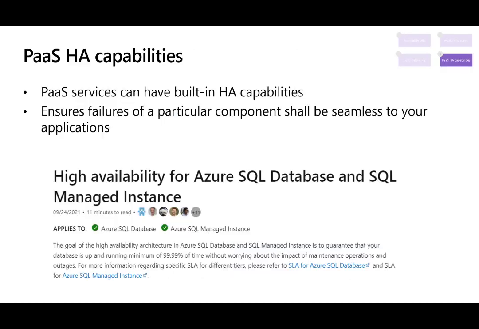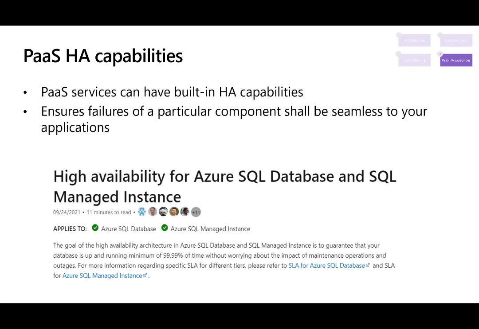And lastly, in the fourth quadrant, I would like to introduce some of the HA capabilities that you can find built in some of the platform as a service offerings we have. So PaaS services, I would say a lot of them come already with high availability built in. And services such as Azure SQL Database, Azure App Service, and Azure Service Bus, they all include high availability features and ensure that failures of an individual component of the service will be seamless to your application. And an example here is an article that lets you read more deeply into how availability is achieved in Azure SQL Database.